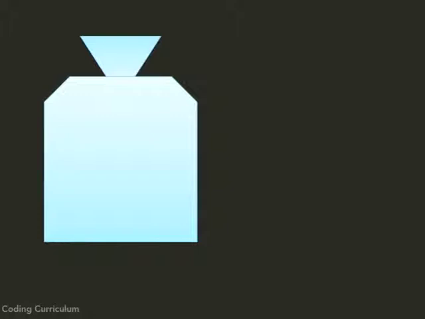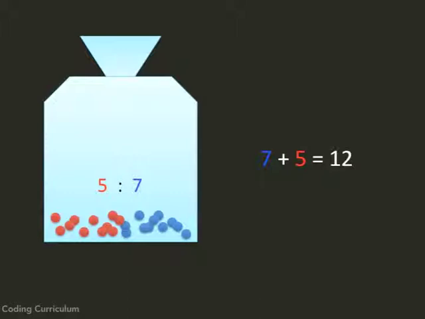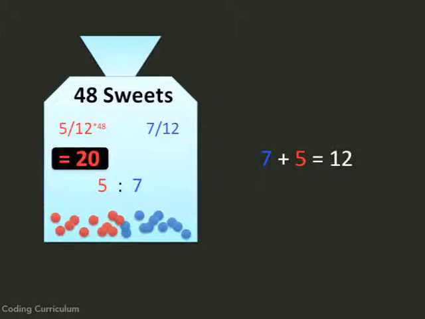So if I have, let's say, a bag of red sweets and blue sweets in a ratio of 5 to 7, I add 5 to 7 to get 12 parts. I then see how those parts are grouped. This ratio tells me then that 5 out of 12 parts will be red and 7 out of 12 parts will be blue. So if I know that my bag has 48 sweets, I can multiply 48 by 5/12 to get me 20 red sweets and multiply 48 by 7/12 to get me 28 blue sweets.